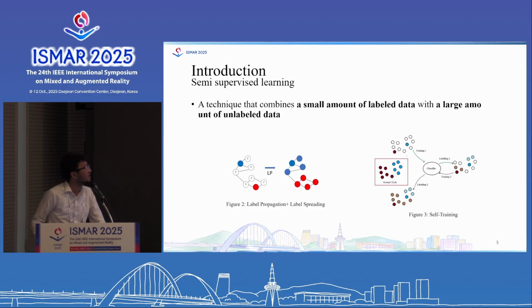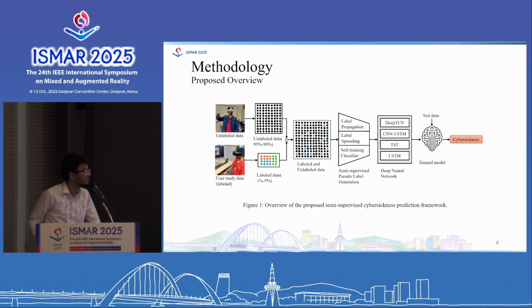So what is semi-supervised learning? It is a technique that combines a small amount of labeled data with a large amount of unlabeled data. Here you can see label propagation and label spreading. You have only a few labeled data, and it finds the similarity graph and labels the unlabeled data. And then there are self-training classifiers: you train a classifier on the labeled data, and in each iteration you take the pseudo labels that exceed a certain threshold, and train again on those pseudo-labeled and the labeled data.